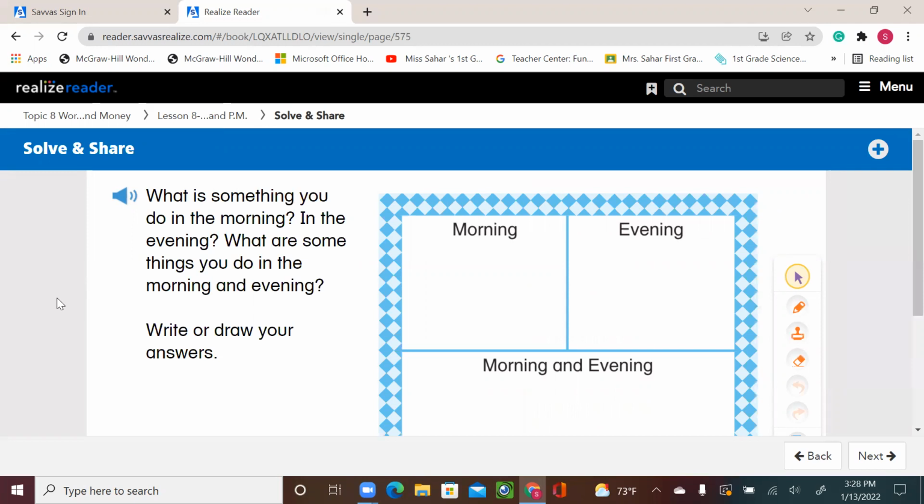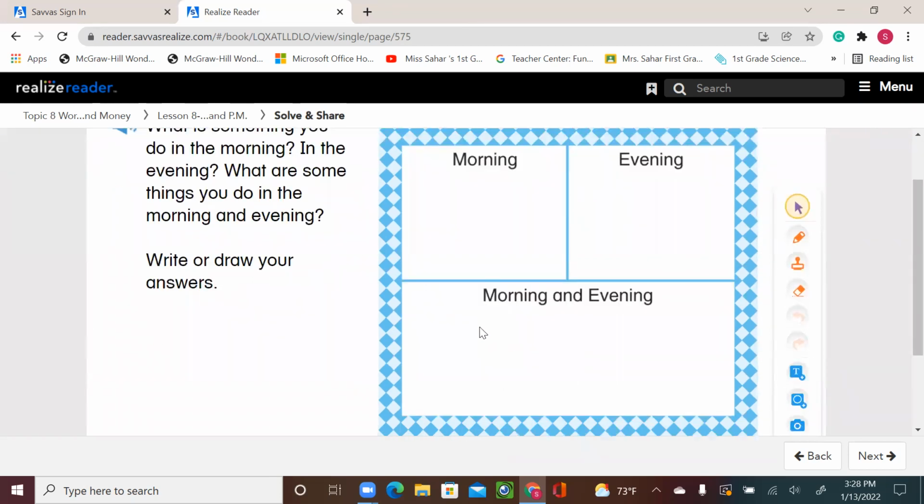So for example, you say in the morning, I eat my breakfast, because you eat breakfast in the morning. In the evening, that's when you go to bed. Or in the morning, I go to school. In the evening, I go to bed. That's in both squares. So this is the morning, where you're gonna either draw or write what we just said, or something that you do in the morning. And over here also, either you draw or you put what you do in the evening. All right. Something that you do in the morning and evening.